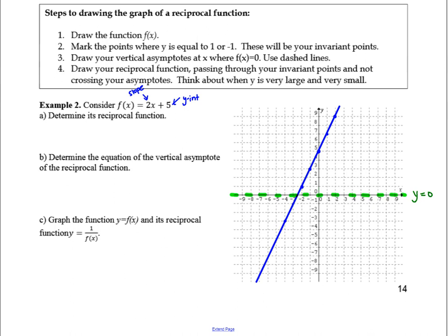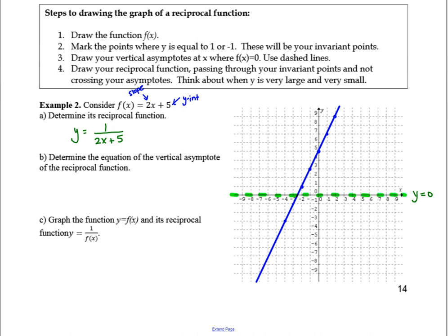Any guesses? Okay, well, let's answer A first, and then maybe you'll have an idea. What would be the reciprocal function? Y equals what? What would be the reciprocal of 2x plus 5? 1 over 2x plus 5. So we want to graph 1 over 2x plus 5.